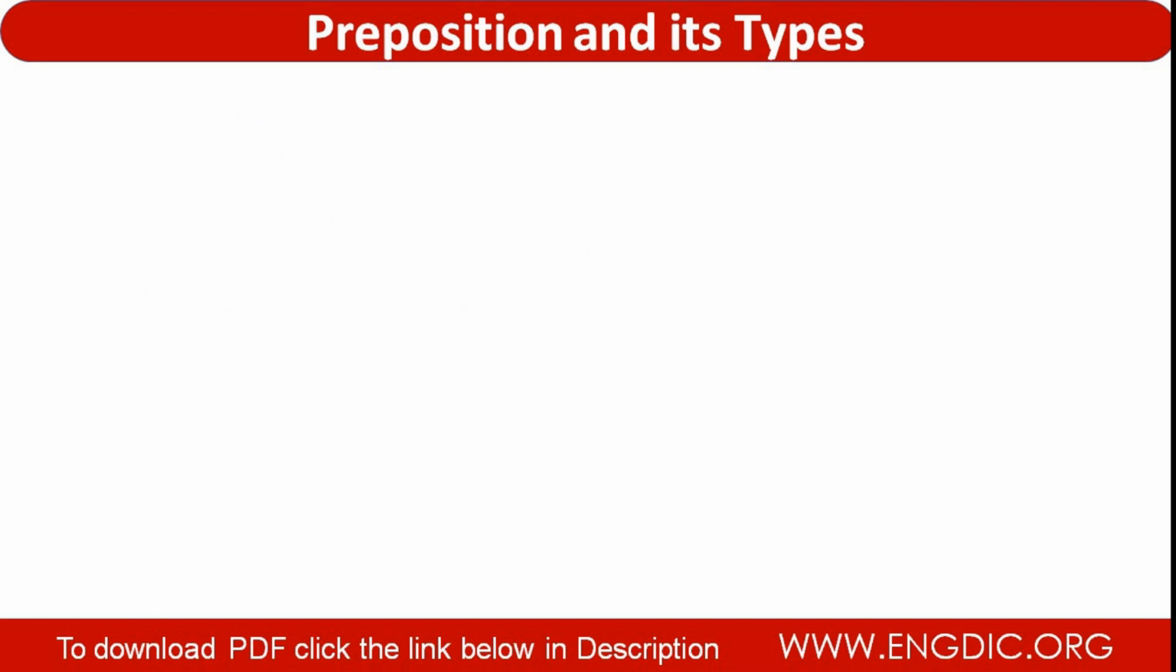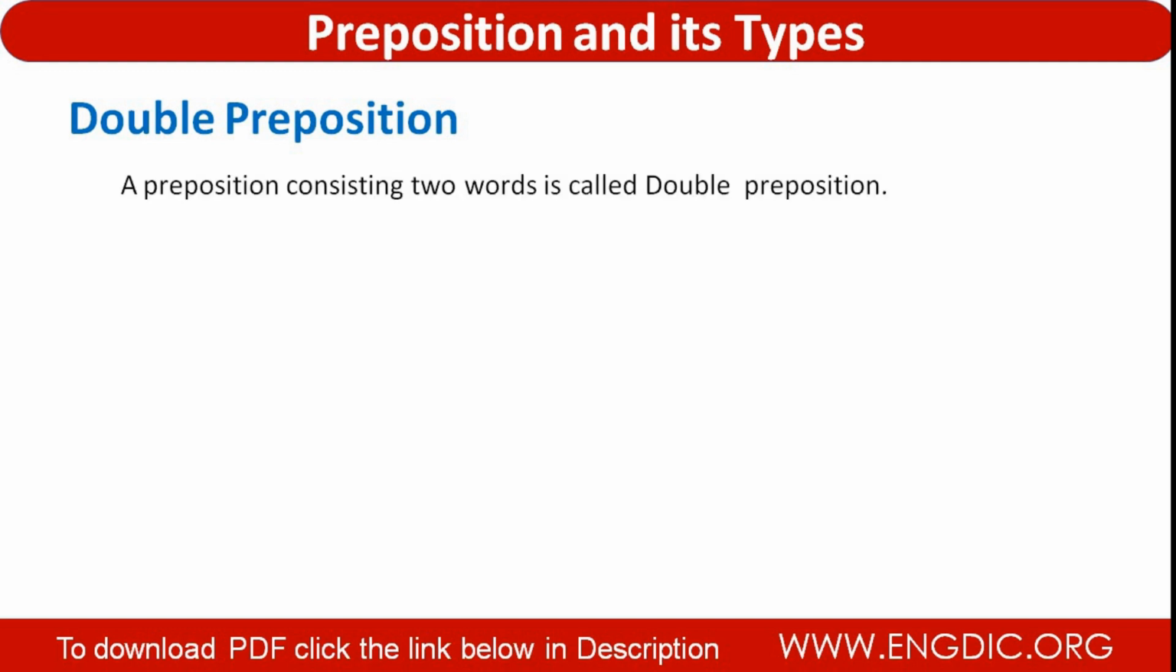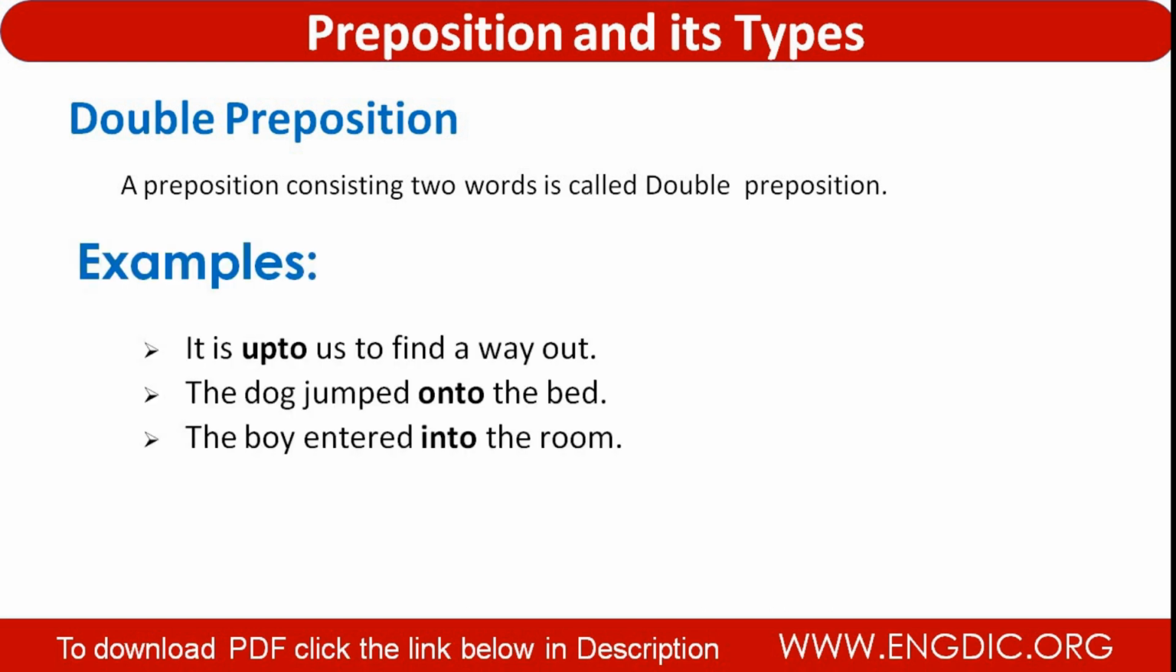Moving towards the fifth type, double preposition. A preposition consisting of two words is called a double preposition. For example, it is up to us to find a way out. The dog jumped onto the bed. The boy entered into the room.